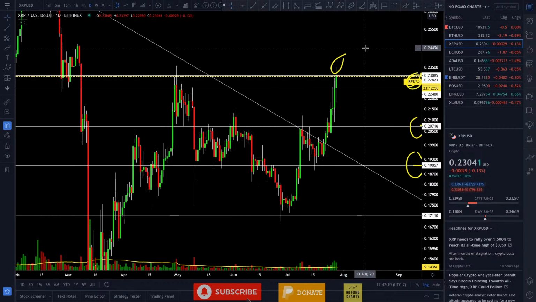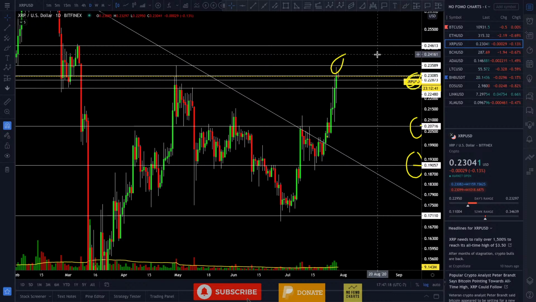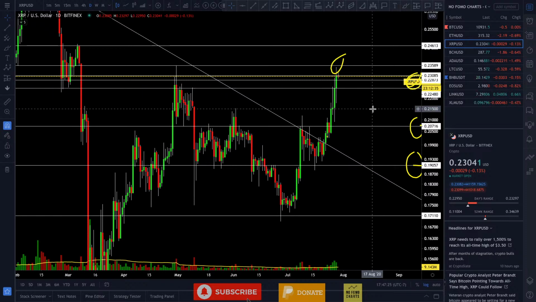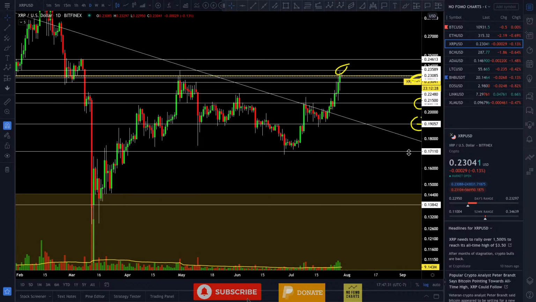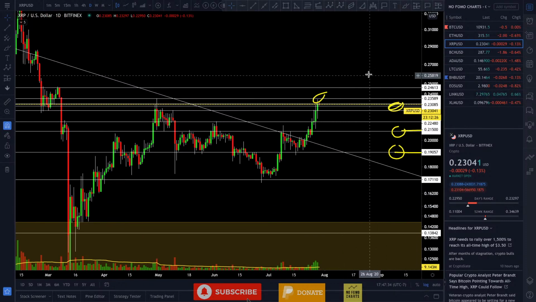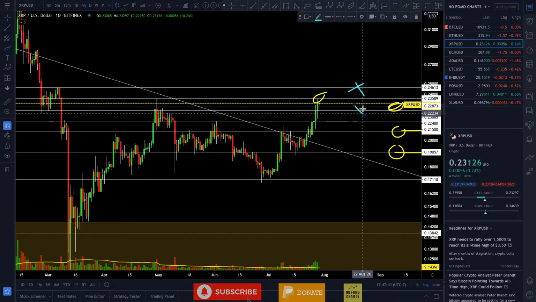Bullish targets to the upside, 25 cents. 25 cents bullish target to the upside. 24 cents, 23 cents, 22 cents, 21 cents, 20 cents. Okay, so immediate resistance and support. All right, let's mark it in blue. Resistance up here, support down here.